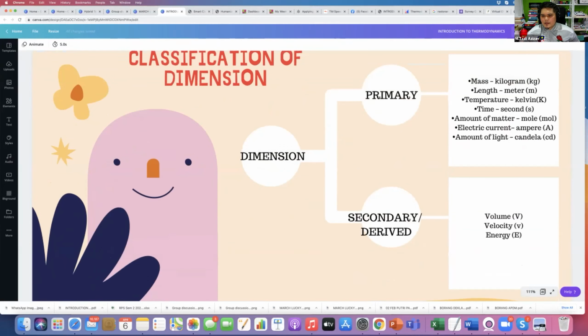Secondary is what we actually call a derived dimension, derived from the primary. For example, volume is actually length multiplied with a length and multiplied with another length. So you got the volume. How about velocity? Okay. How about energy? So you need to figure out yourself how this is being developed from different primary dimensions. So it is being multiplied. Okay. And then it becomes what we call a secondary dimension.